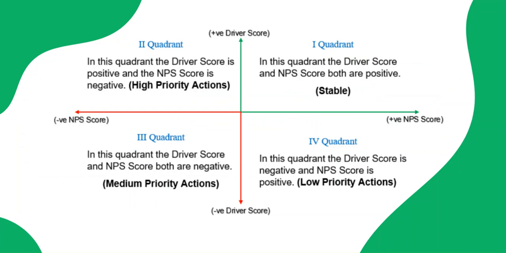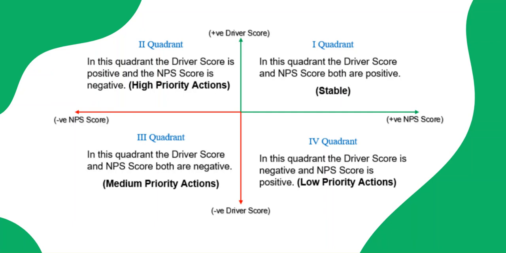We start with quadrant 1, where the driver score is high, but the NPS score is also positive. We consider these the stable attributes. You want to maintain these scores, not let them dip, but you also don't have to put a lot of effort behind them. In quadrant 2, we call these the high priority actions. This is where the driver score is high, but the NPS score is negative. These represent the easiest approaches to improving your overall NPS score.